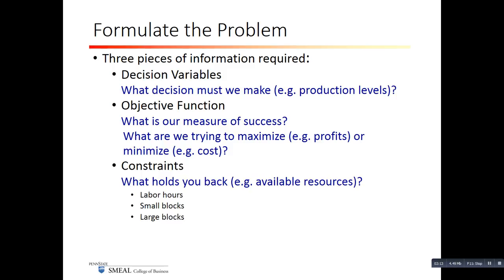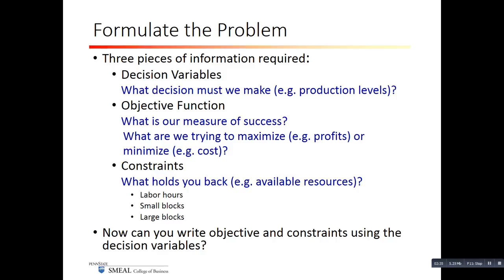And also we have constraints. What holds you back so that you could not make any amount of tables or chairs as you want? The reason is we have a labor constraint. That means we only have this amount of workers available, and we also have constraints on our small and large blocks, which are the raw material we have.